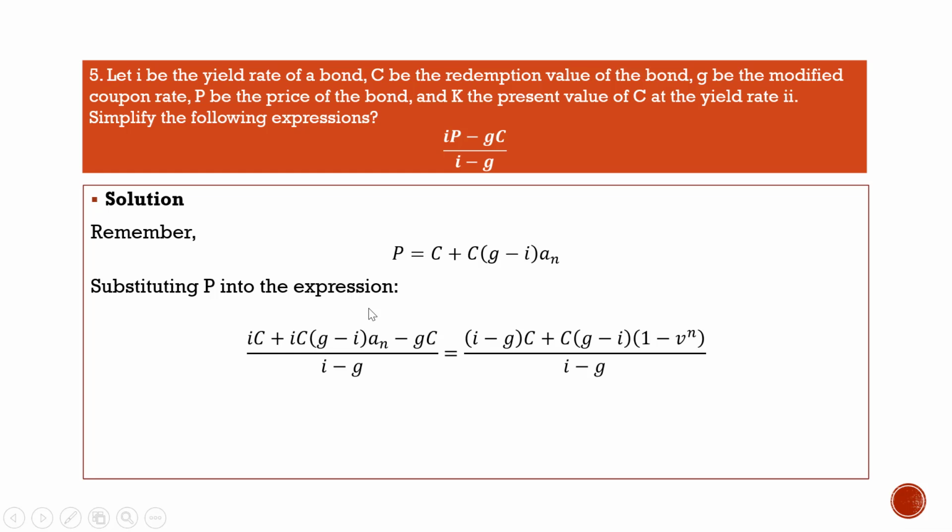So this second term turns out to be C times (g - i) times (1 - v^n). Now the first term will be canceled out with the denominator when you get C, and this term also cancels, so it's C minus C times (1 - v^n), and it becomes C times v^n, and this is just the present value of C, which is K. So the final answer is K.